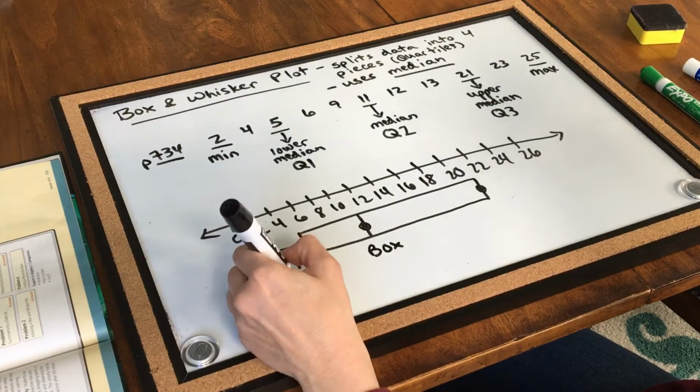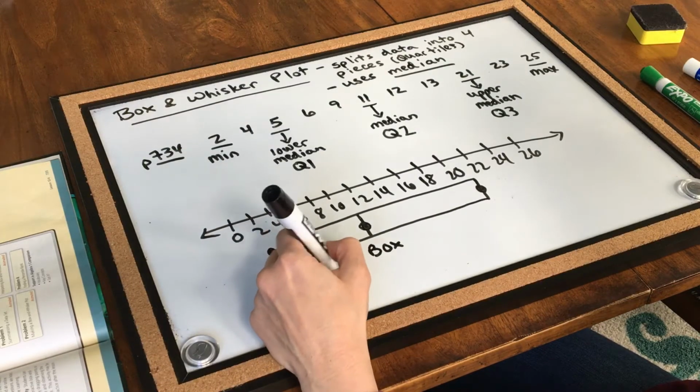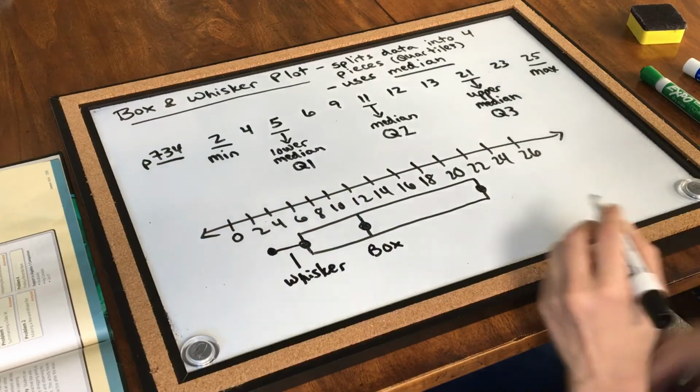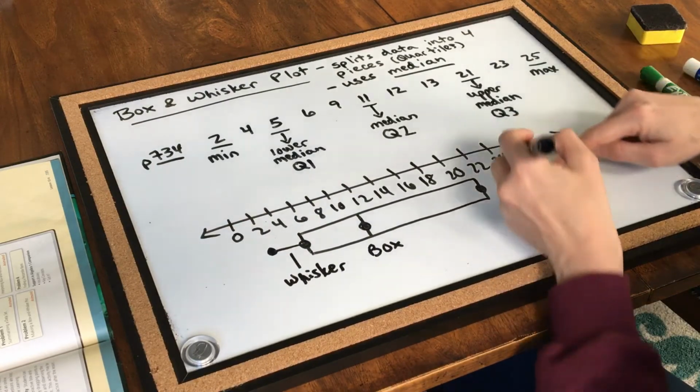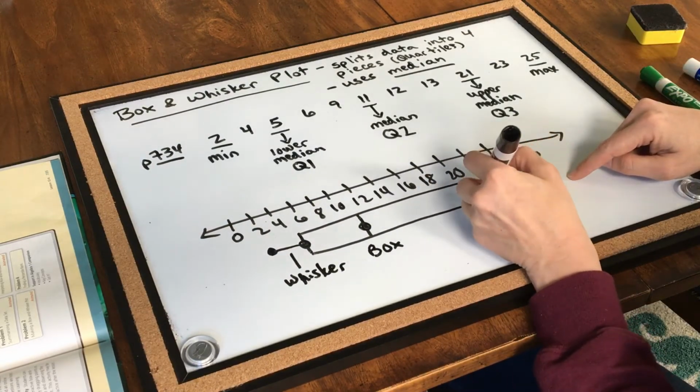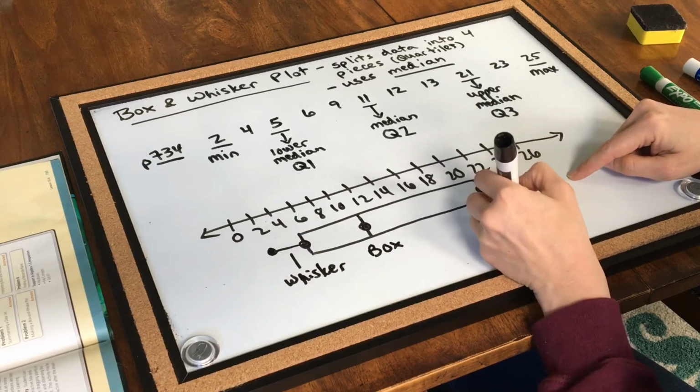So this is 1 whisker, just to give it a label so you remember what it is. And then 25 was my maximum, so I'm going to put a dot where 25 would be and extend that whisker outward.